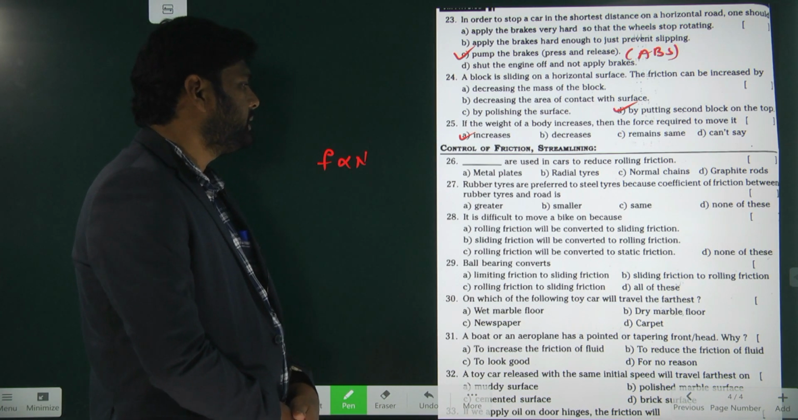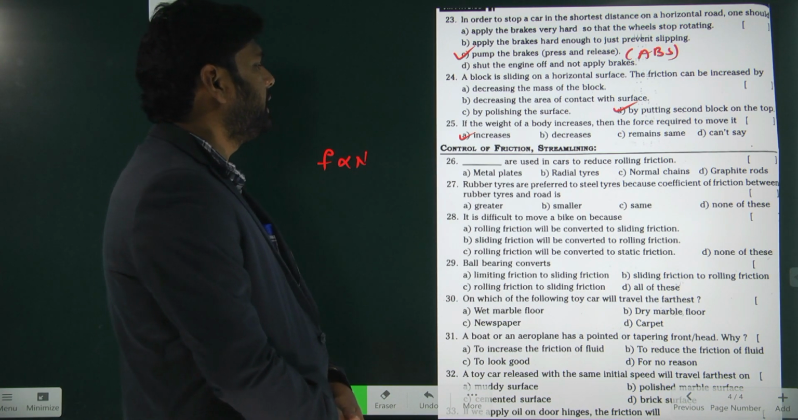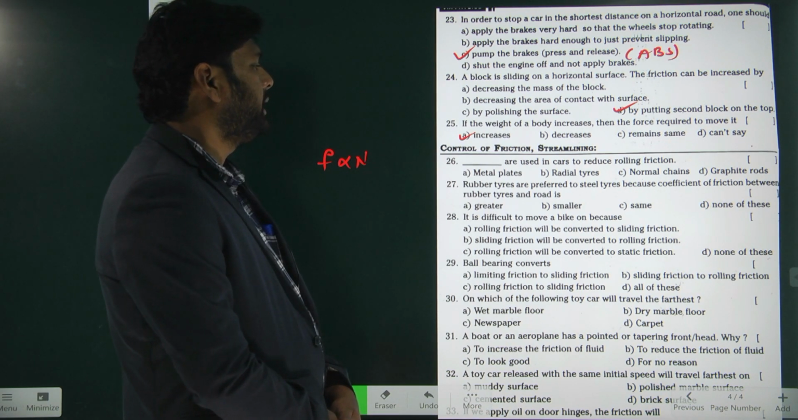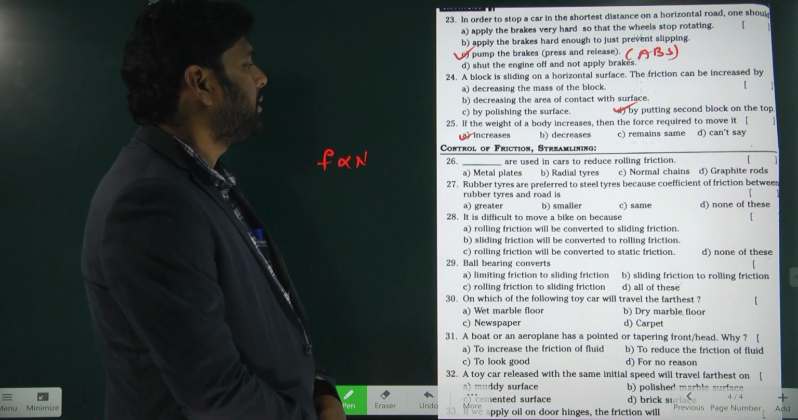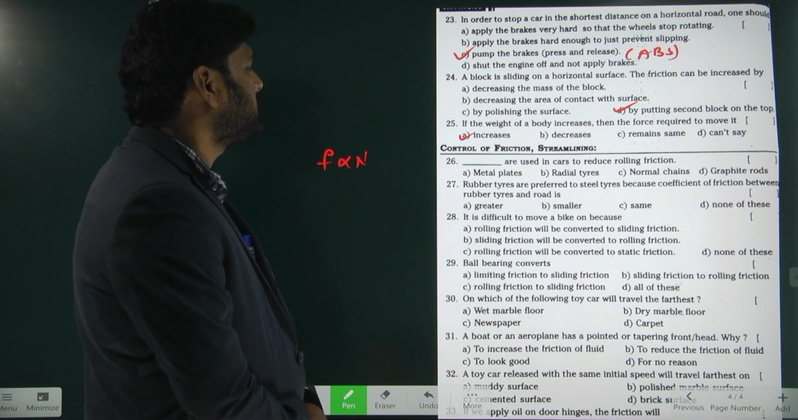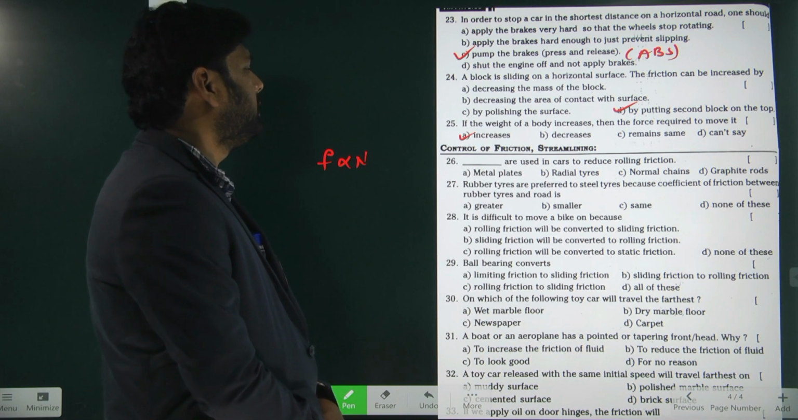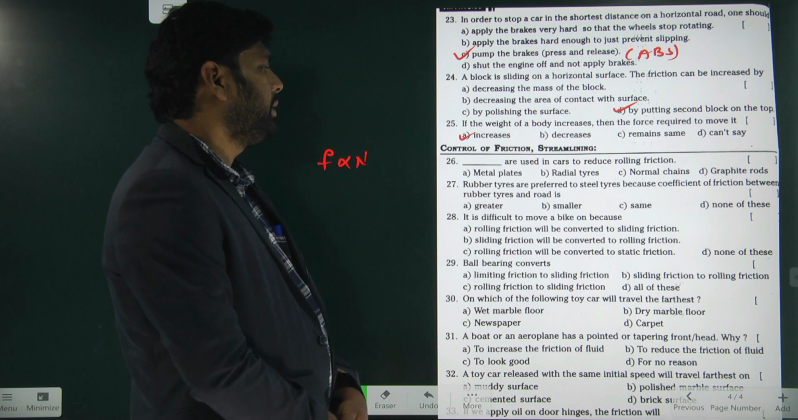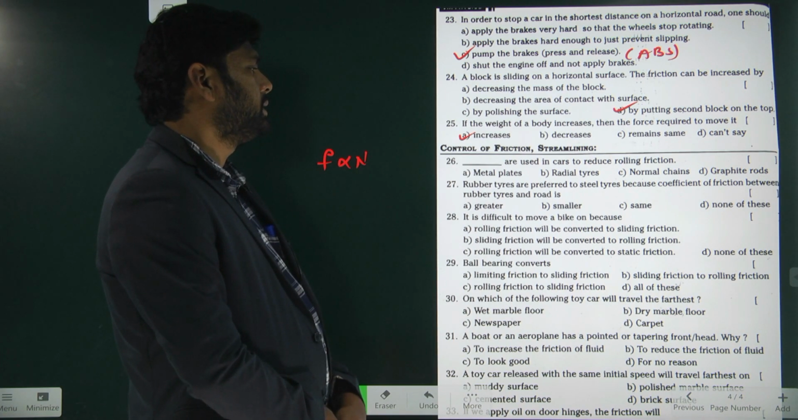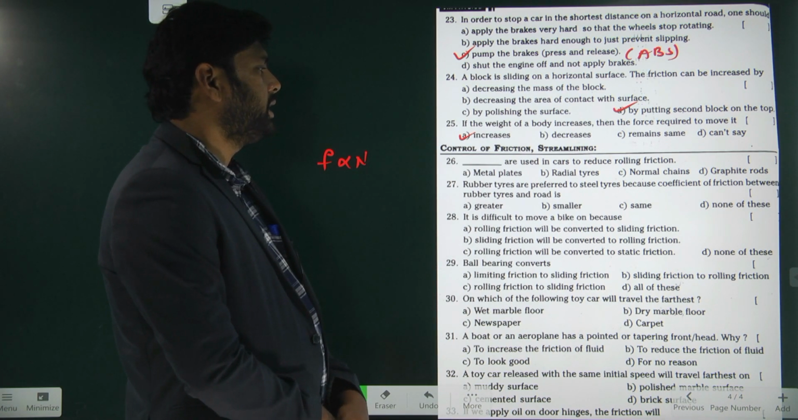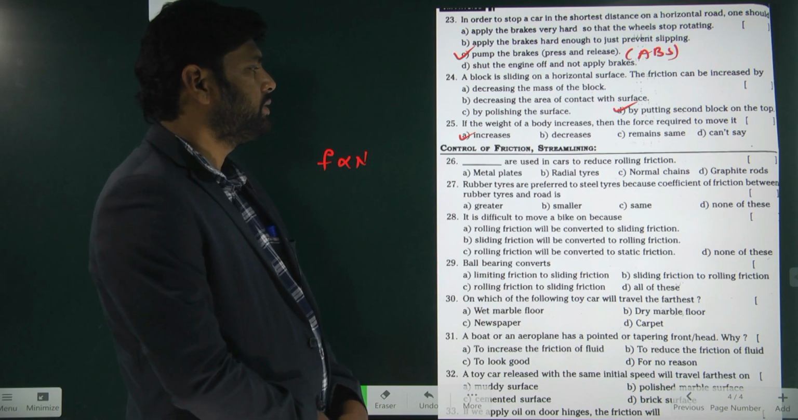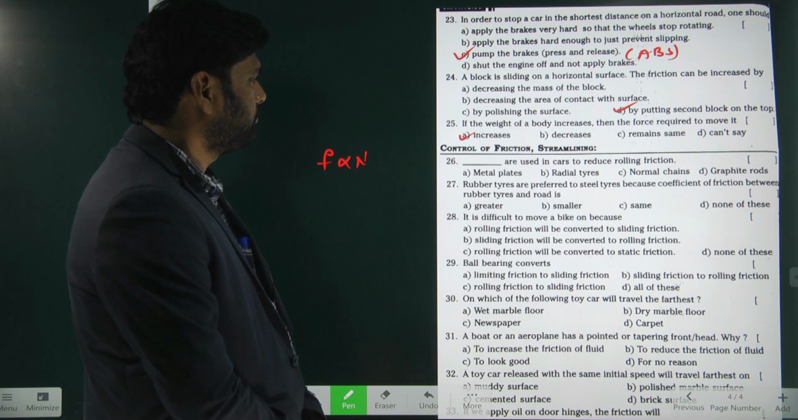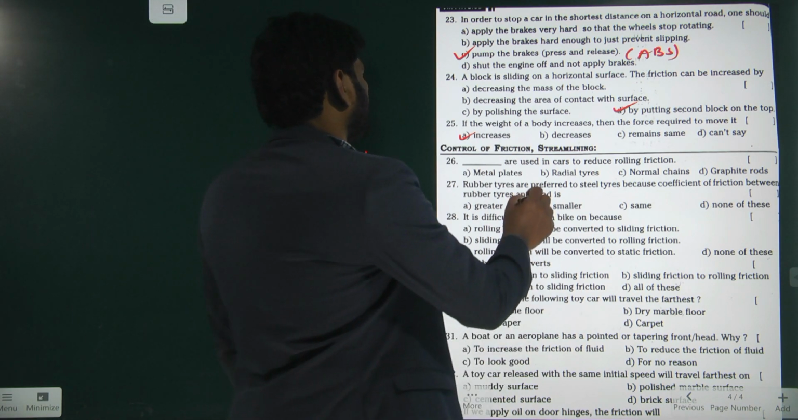Next one, 26: dash are used in a car to reduce rolling friction. Metal plates, radial tires, normal chains, graphite rods. Which one is correct? Radial tires only.